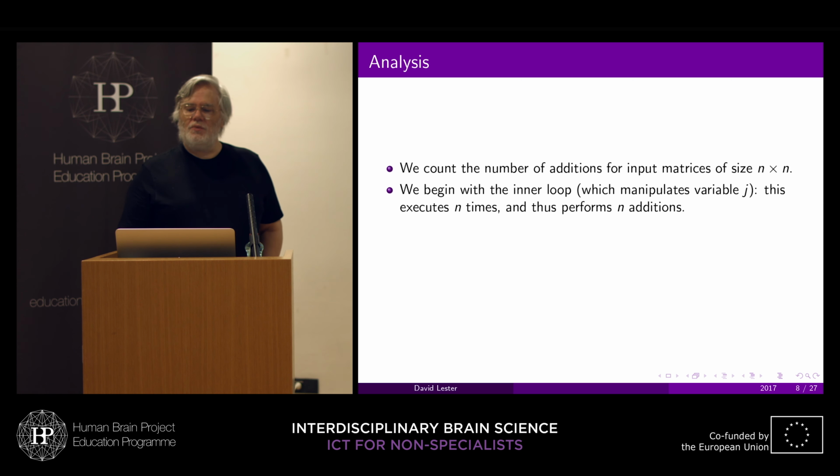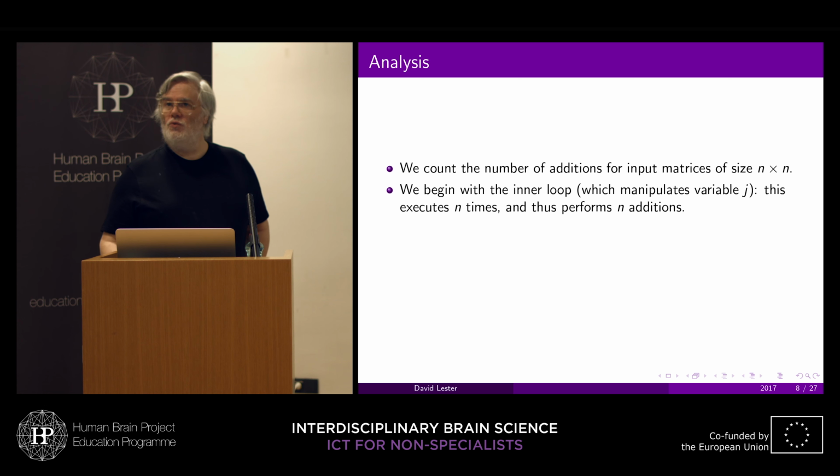So looking at the inner loop here, it's going to manipulate variable j, and it's going to execute n times. It starts with j set to value 1, and ends when j is value n, so it's gone round n times, and each time it goes around the loop it does one addition. So we've performed n additions in total.